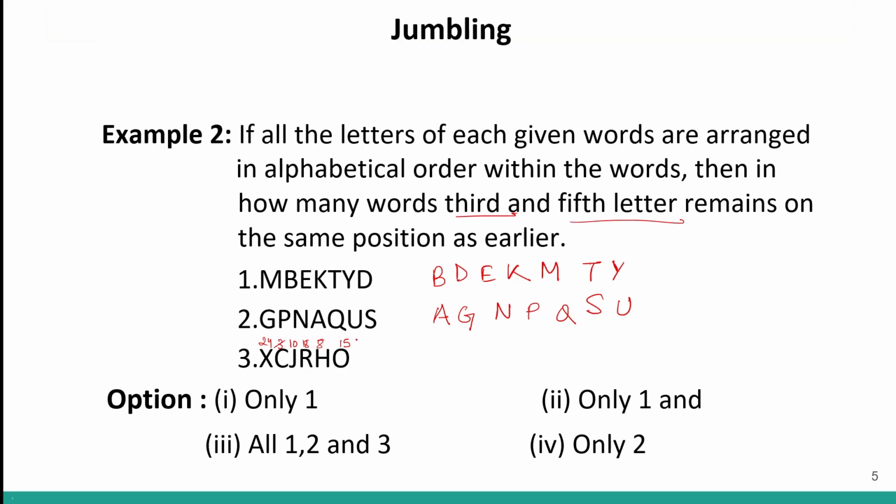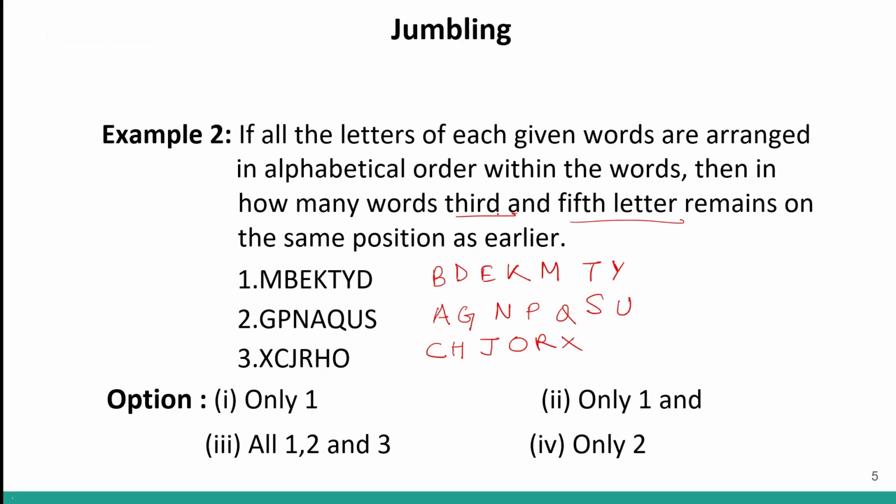Similarly, for this, I'll get C, then H, then J, then O, then R, and then I'll get X. So after rearranging, I'll get C, H, J, O, R, X. We have arranged them in alphabetical order.